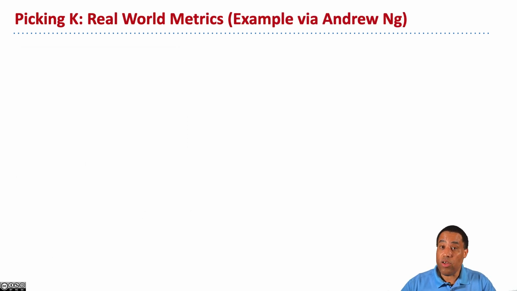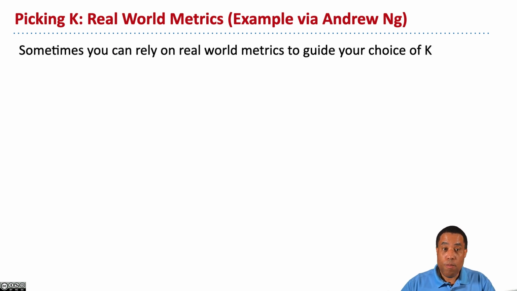Here's yet another approach that we could use to pick a value for k, and we're going to rely on real-world metrics to guide that choice of k. And this is an example from Andrew Ng at Stanford. So let's say you're producing shirts. All right, well, aside from style and other design questions, what sizes should you produce those shirts in?